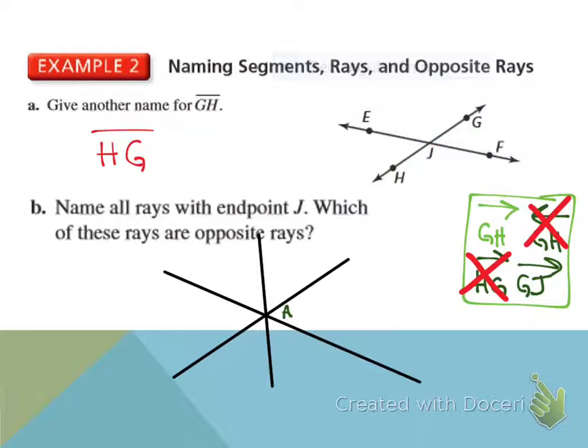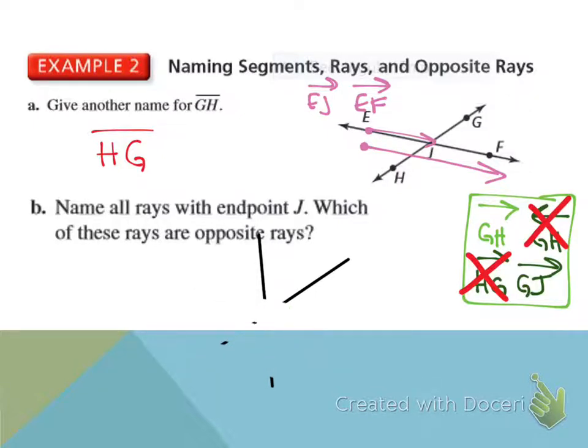So knowing that, can anybody guess? We'll do it again because I could see some of your faces. What is another name for ray EJ? So you want to start in the same place and go in the same direction. What is it? EF. Correct. So ray EJ and ray EF would be the same. They start at the same place and they both go towards the right. You'll need to be able to do that for your quiz. Any questions?